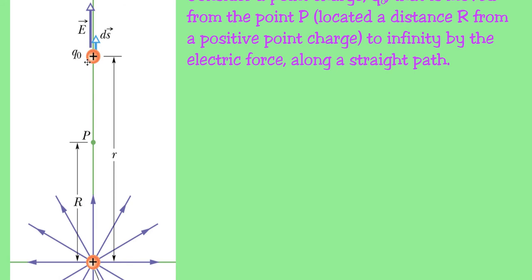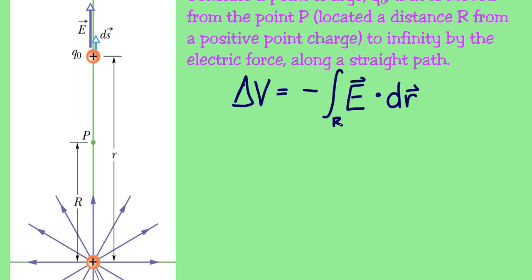We're going to move Q naught from the point P to infinity, and it's moved to infinity by an electric force along a straight path. And so if we're trying to find the potential difference, specifically delta V, we know the general expression for potential difference is the negative integral of E dot dr. And this time we know specifically that we're going from the point P, which is located at a distance of capital R from our source charge, to infinity. We'll put limits right on that integral.